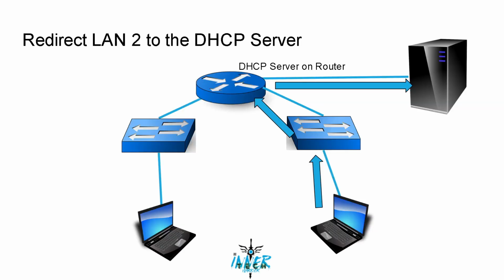Now, how do we redirect LAN 2 DHCP requests to the DHCP server? We'll have to add a line to the router for the interface LAN 2 is connected to. That way, when a device asks for a DHCP IP address, the interface will redirect them to the DHCP server.